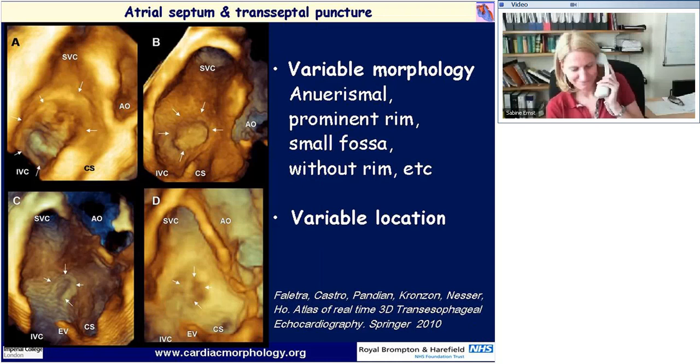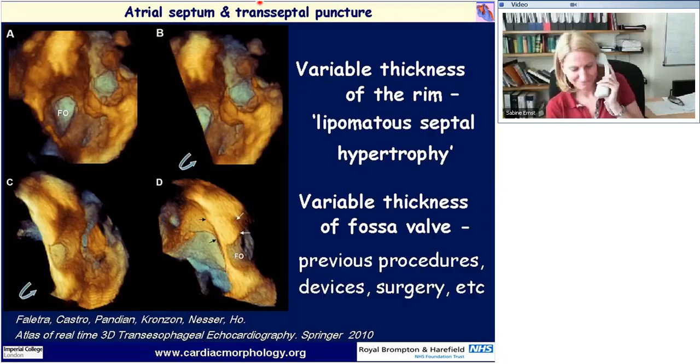You may have something with very nice, prominent rims, a small fossa ovale, or you may have one which is very flat. There's no real distinction between limbus and the floor of the fossa ovale. The location of the fossa ovale can also vary from individual to individual, not always centrally positioned. And particularly if you have a very posteriorly situated fossa ovale, the risk of going posteriorly can take you outside of the heart into the pericardial space as well.